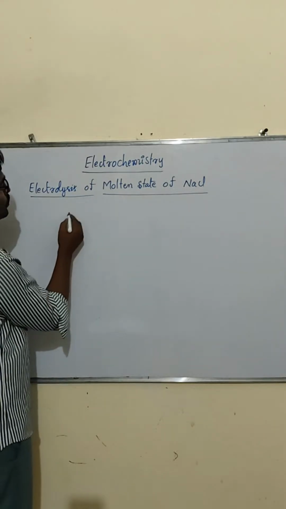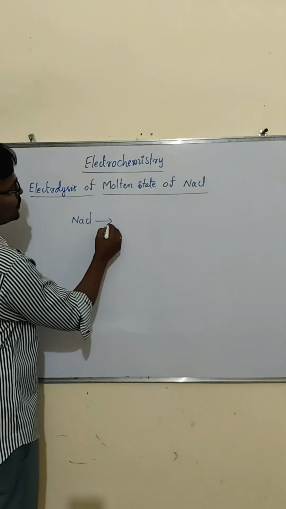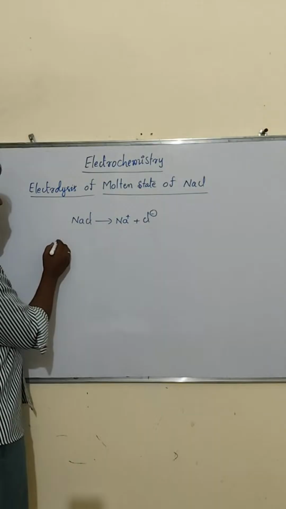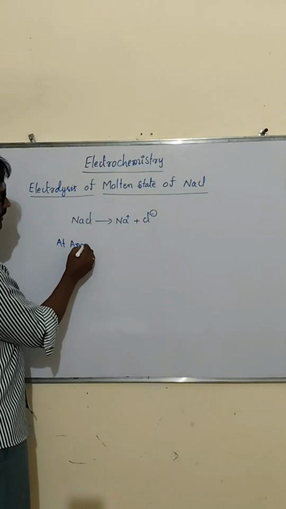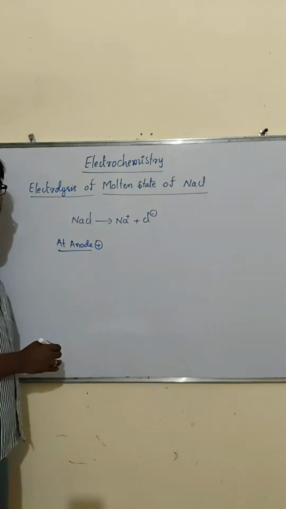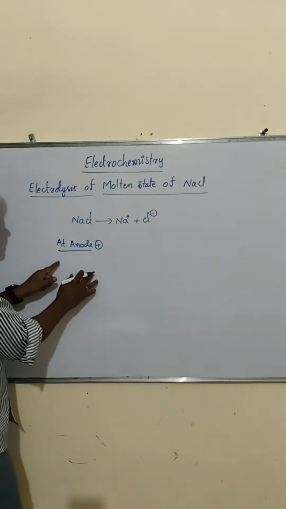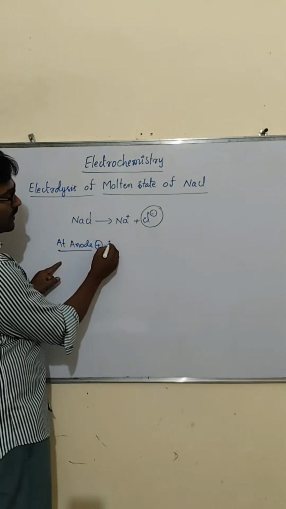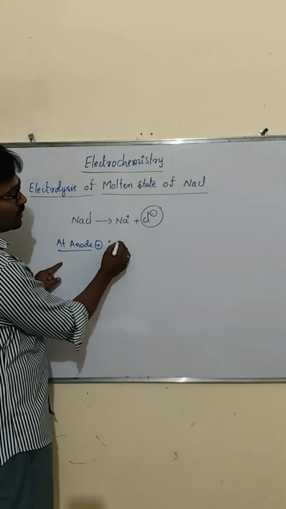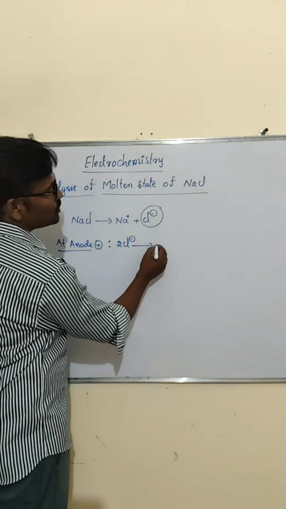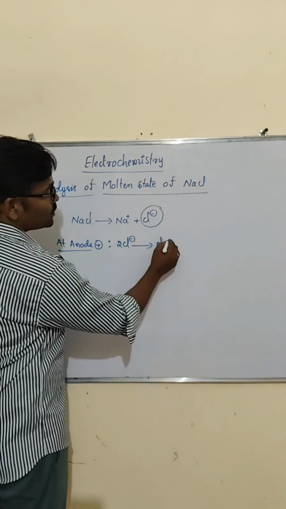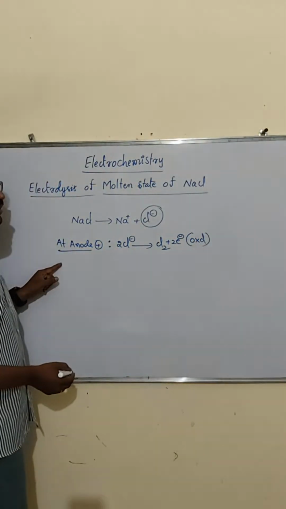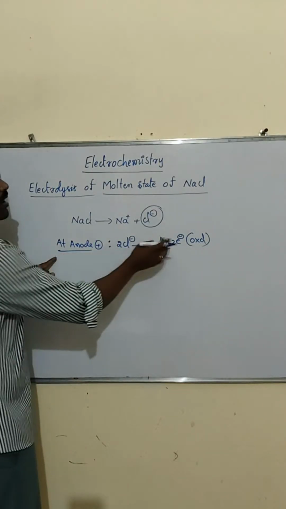NaCl can be dissociated into Na plus and Cl minus. Then at the anode, what did I say about the anode? Positive charge. So at the positive charge, negative ions will come. So 2Cl minus can be converted into Cl2 plus 2 electrons. The loss of electrons we call oxidation. That's what I told: at the anode oxidation takes place.